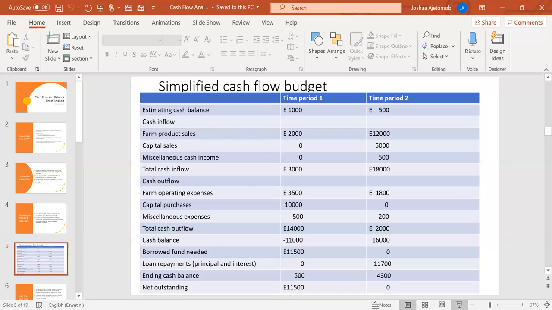Then you know the borrow fund that you are going to need after estimating your cash inflow and cash outflow. So then you can see that in the first period, in terms of loan repayment, you are not paying anything for the first period, but in the second period, then you have to pay. It's a very simplified one that we just have two periods, but almost all the items, at least for a very simple analysis of cash flow, are included here.